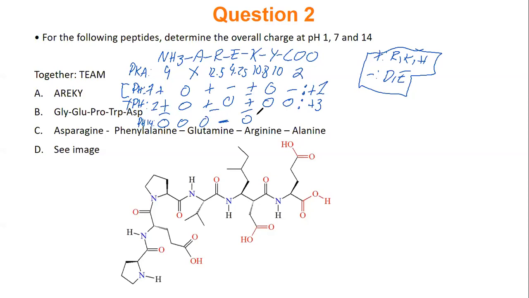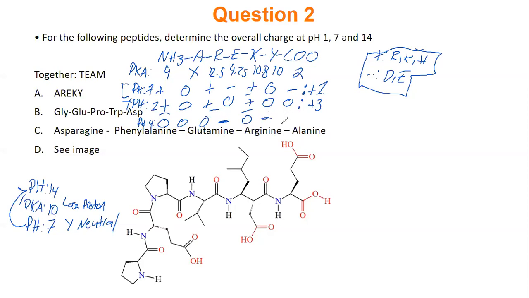Y is the interesting case. So Y, at a pH of 7, Y is neutral. Y doesn't have a charge. Its pKa is 10. So if we go to a pH of 14, 10 is between 7 and 14. Since our pKa is between 7 and 14, we will lose a proton. So what will happen is that Y will go from neutral and it will go to negative. So Y is negative.